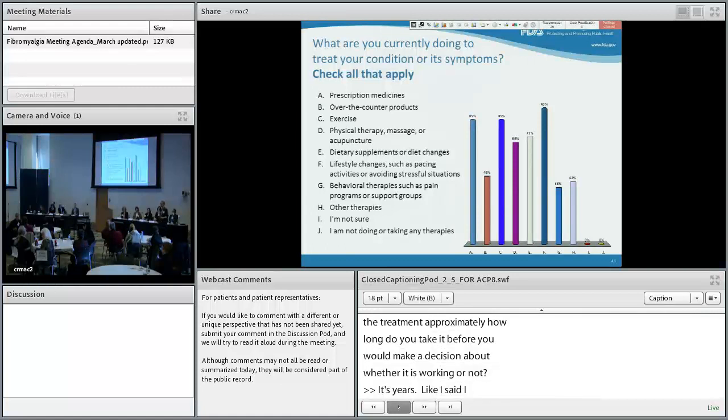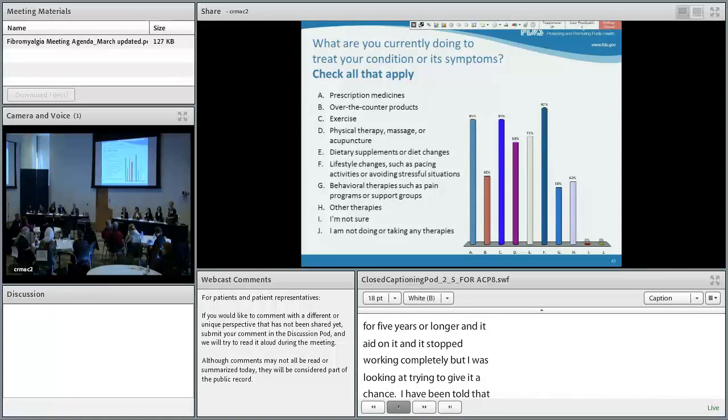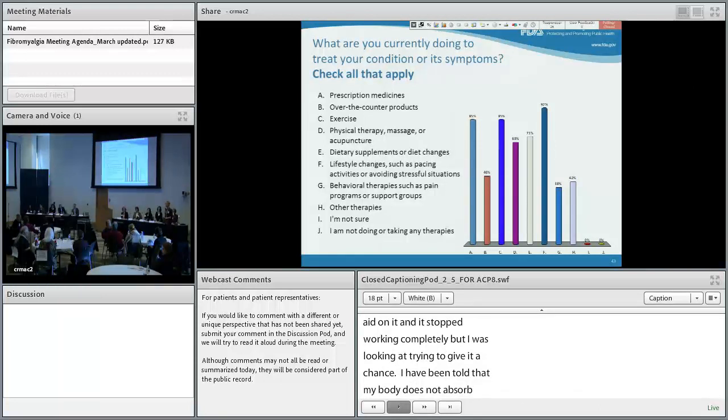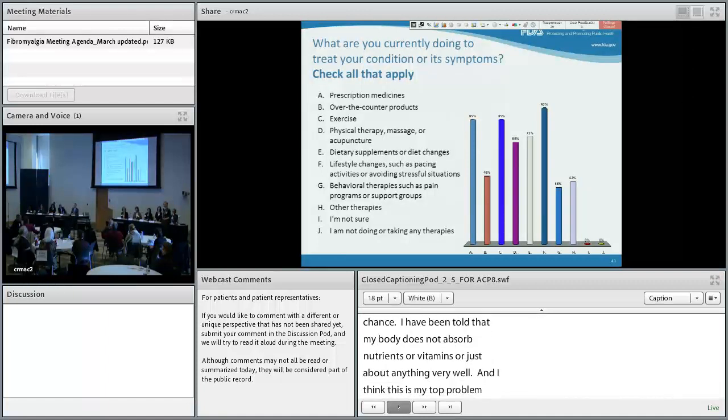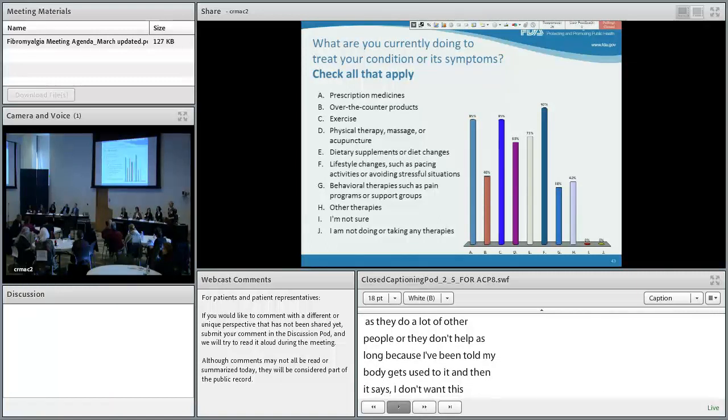It's years. Like I say, I was on Ultram for 4 or 5 years or longer, and actually I stayed on it. It had stopped working completely, but I was still taking it, trying to give it a chance. I have been told that my body does not absorb nutrients or vitamins or just about anything very well, and I think this is my top problem, that things do not help me as they do a lot of other people, or they don't help as long, because I've been told my body gets used to it, and then it says, I don't want this anymore, I'm not going to take it. Okay, so this is where I am at this point.